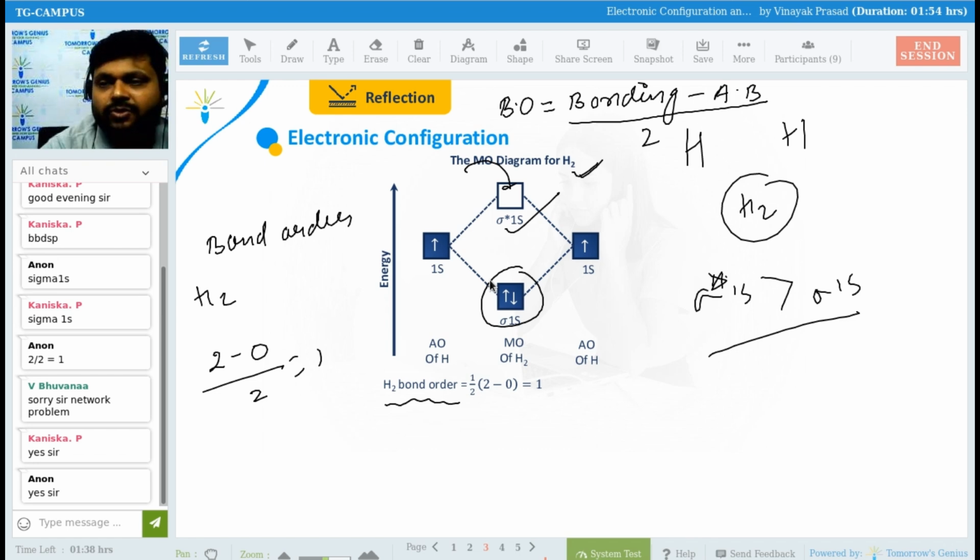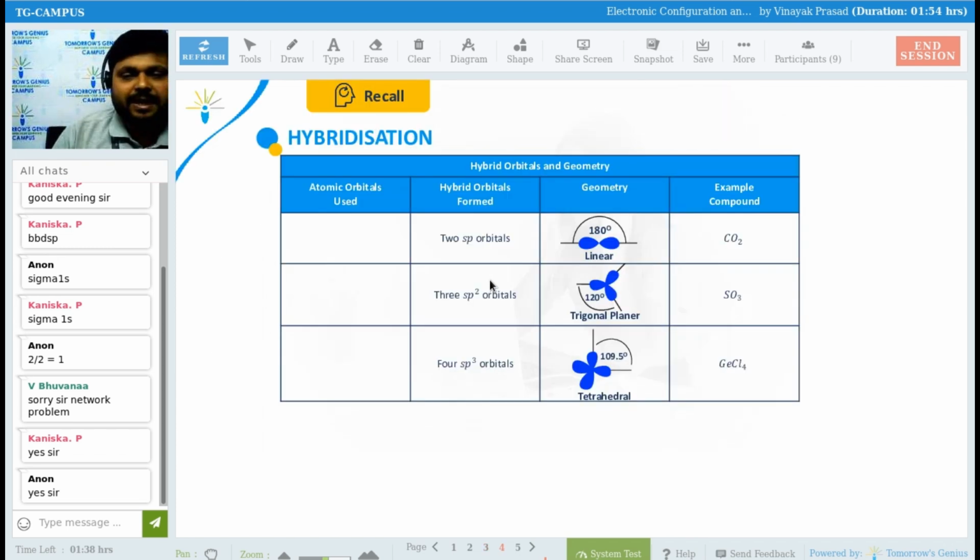Okay. Fine. So I hope everybody now got this point. This is the reflection part. We have learned about this in the previous classes. How will be the hybridization? How will be the bond angles? What will be their shape and geometry? Everything we have learned in the last classes, right?